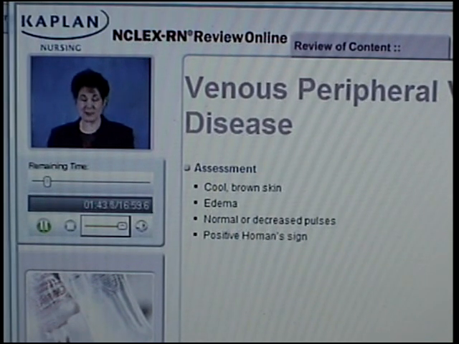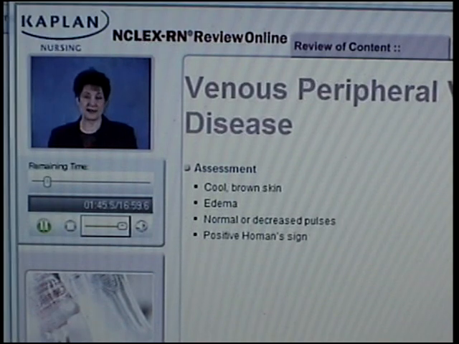Let's talk about venous peripheral vascular disease. What you will see with the patients is they will have cool brown skin. They may develop edema. Their pulses might be decreased, but they also might be normal. And they will have a positive Hohmann sign. Remember, Hohmann sign is, with dorsiflexion of the foot, there's pain in the calf.